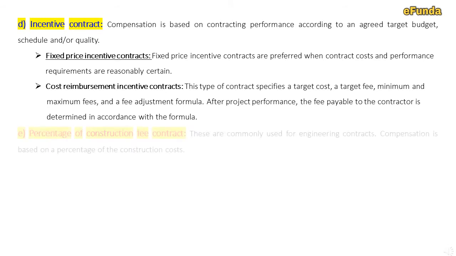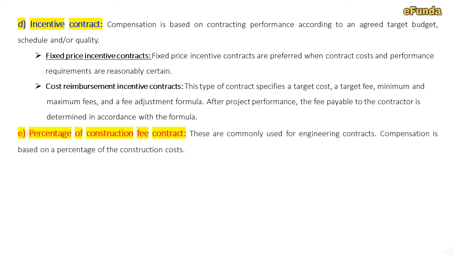Moving on to another type, percentage of construction fee contract. These are commonly used for engineering contracts. Compensation is based on a percentage of the construction cost. This is how the various types of reimbursement in the projects are done.